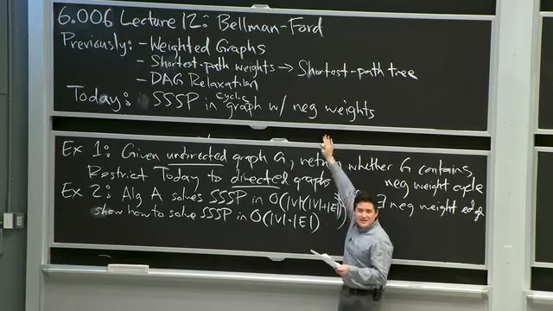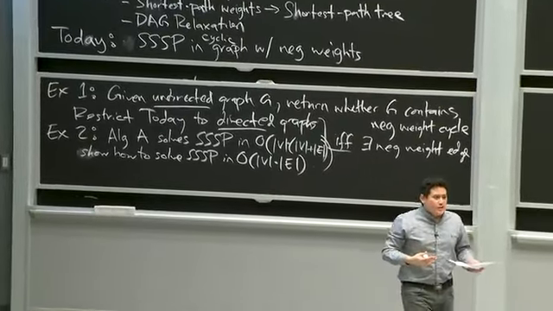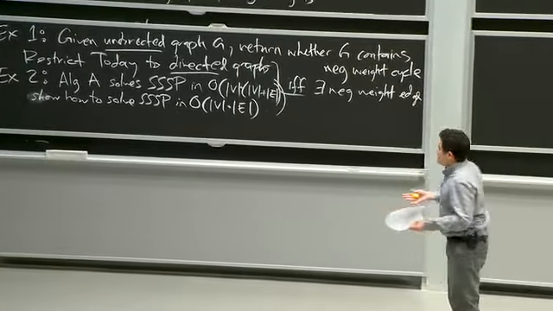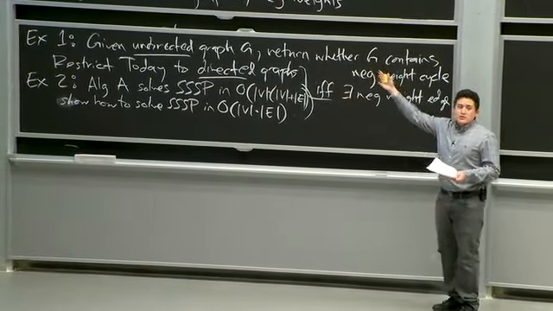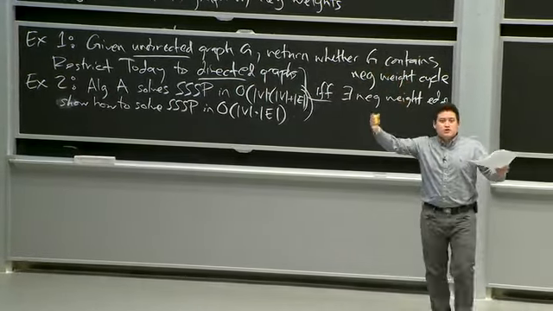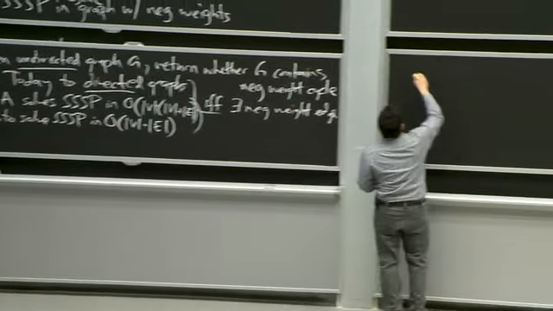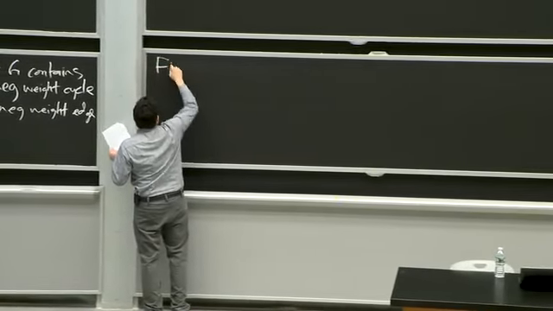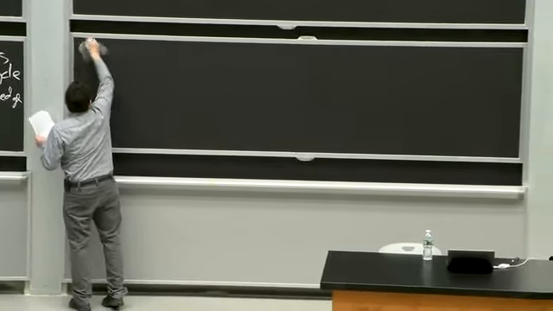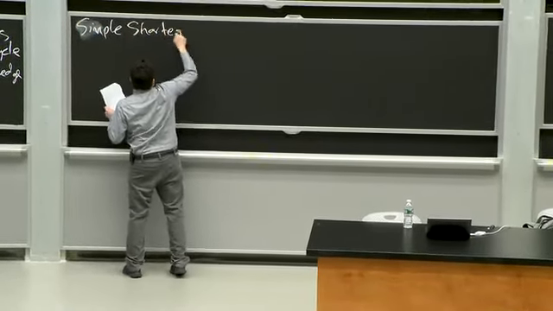If we had negative weight cycles, there seem to be problems because we could have minus infinities in our deltas. But if we didn't have negative weight cycles, I'd like to assert to you that our shortest paths, even if there are negative weights, are going to be simple. They won't repeat vertices. So that's the first thing we're going to show you. Let's say, simple shortest paths.